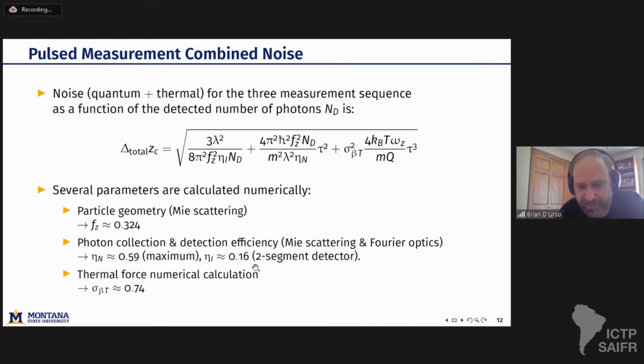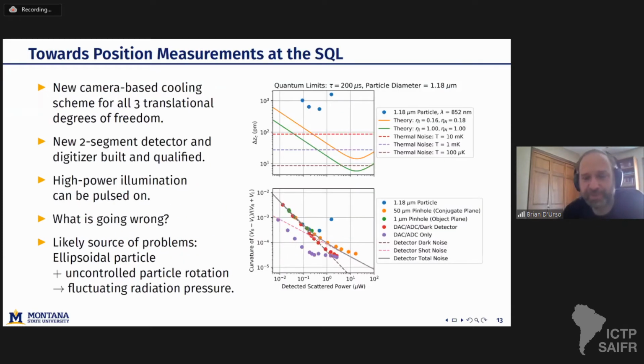This is right now just for a simple 2-segment photodetector, which is not very efficient at collecting information from the photons. And we also can do numerical calculation of this thermal force and get a parameter in there. So this is how we estimate all the noise in our system. And here's what our measurements and estimates look like right now.